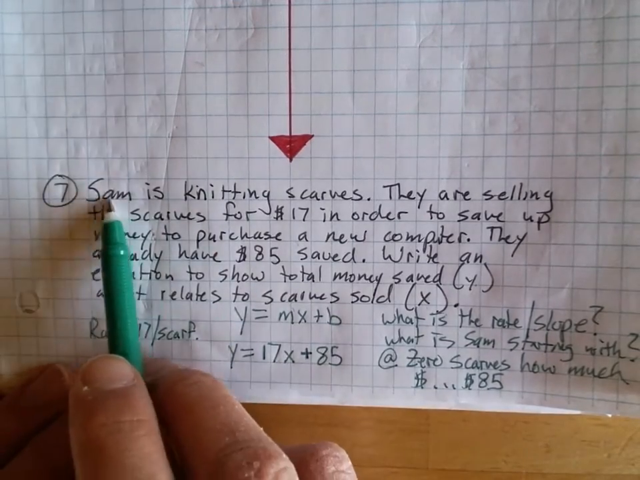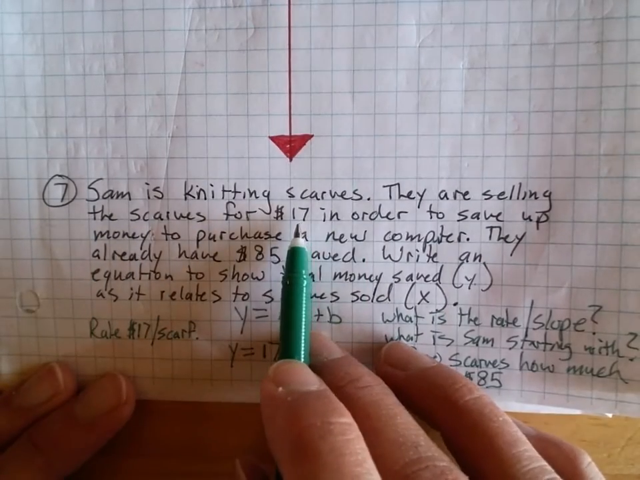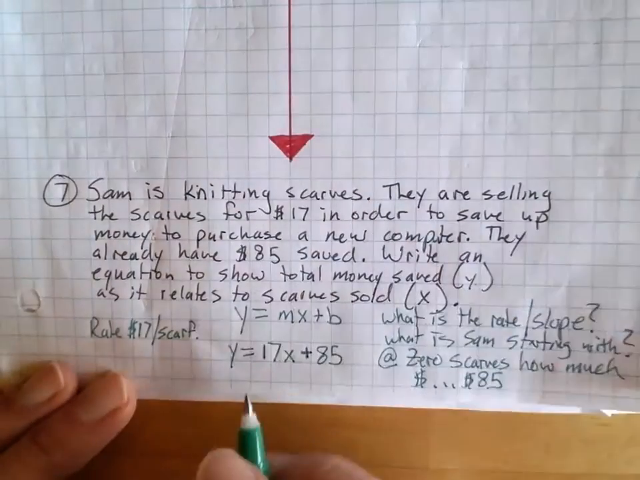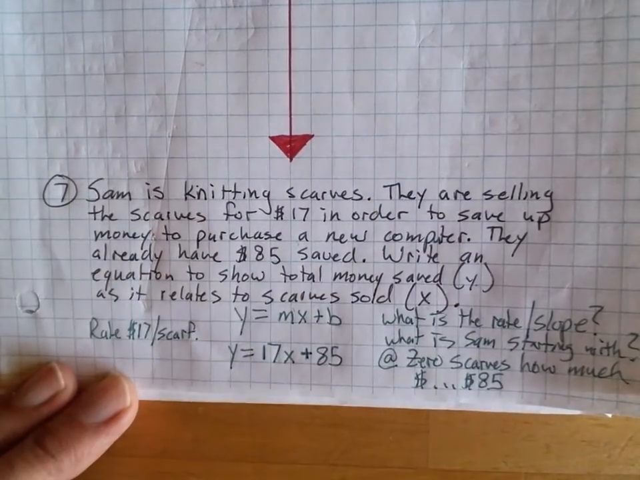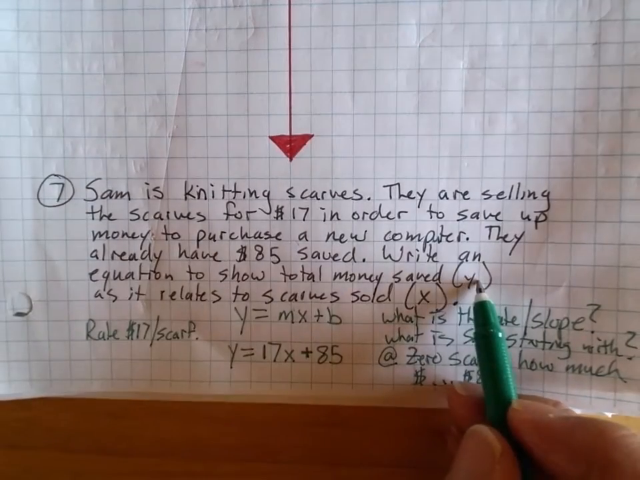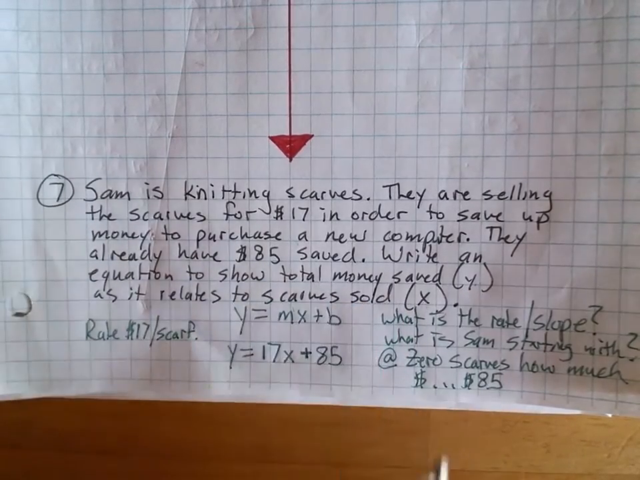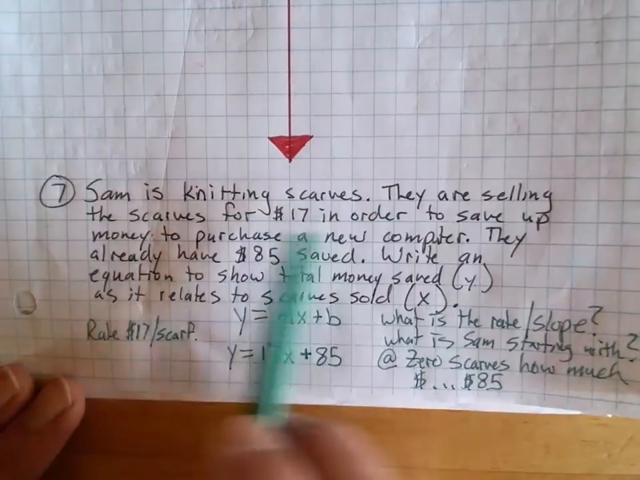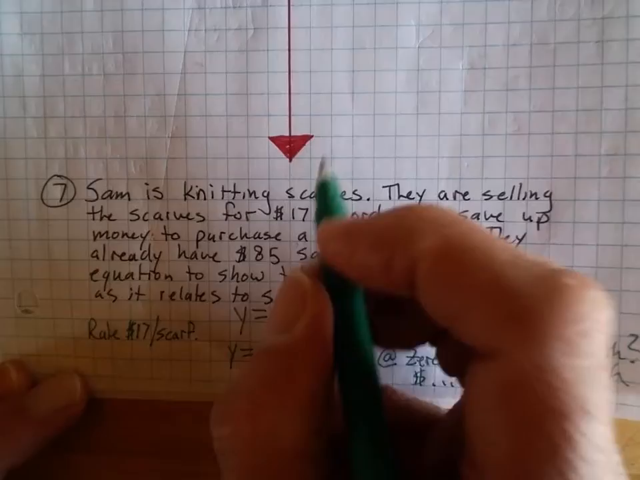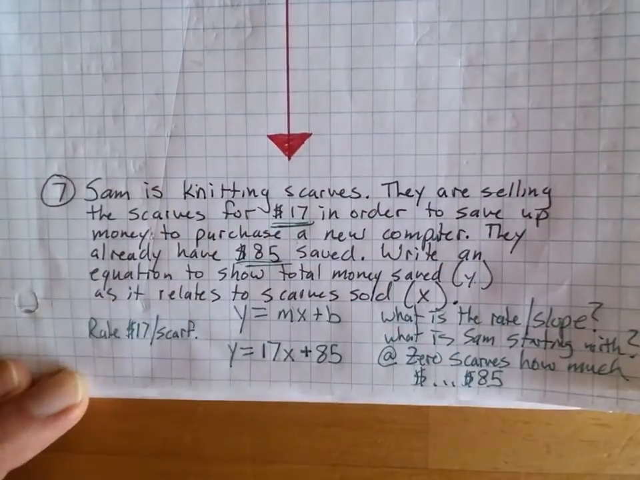So, Sam is knitting scarves. Nice job, Sam. They are selling the scarves for $17 in order to save up money to purchase a computer. They already have $85 saved. Write an equation to show total money saved, that's your y, as it relates to scarves sold. Okay? Sam is knitting scarves, selling the scarves for $17. They already have 85. So 17, 85, those are 2 numbers.